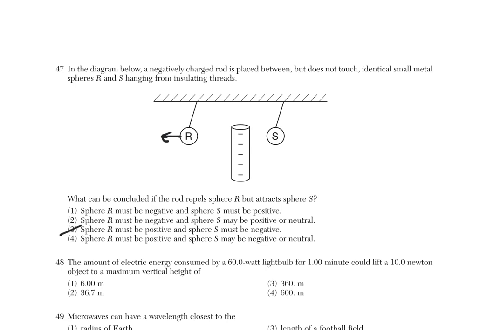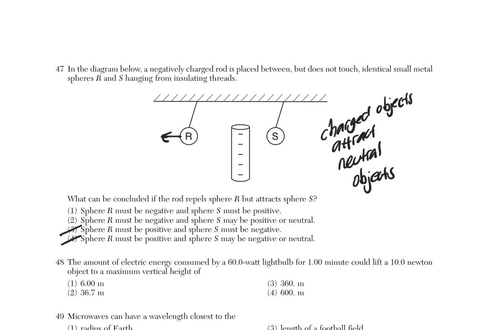So 3 and 4 are out. And then it says sphere S must be positive. I mean, if S was positive, it would be attracted, but let's remember that charged objects attract neutral objects. And so sphere S may be positive because opposites attract, or it may be neutral because charged objects attract neutral objects. And so 47 is choice 2.